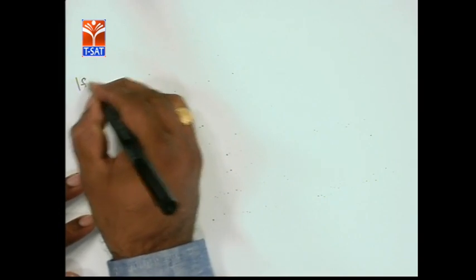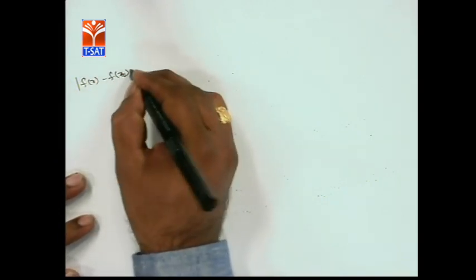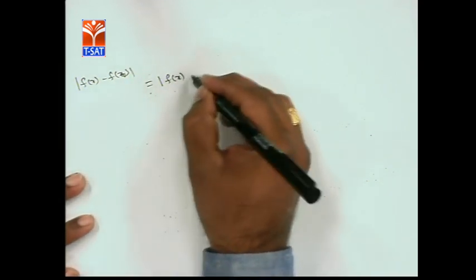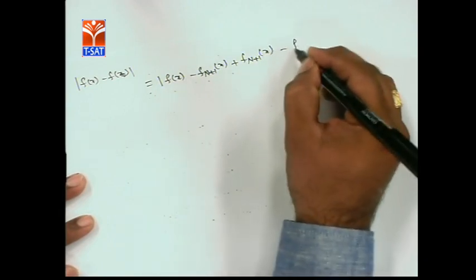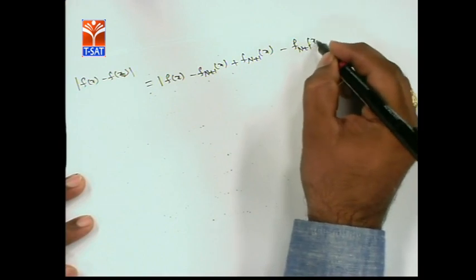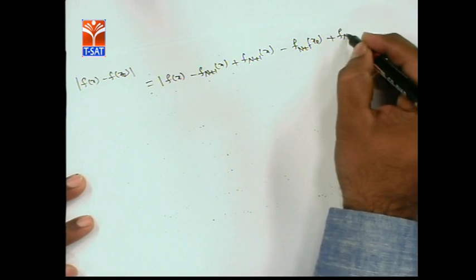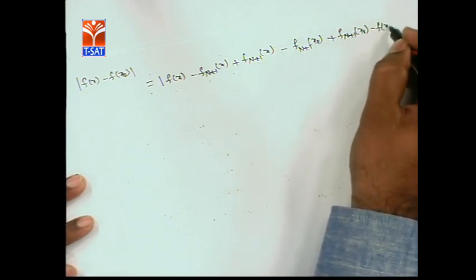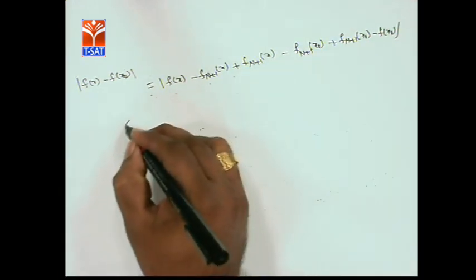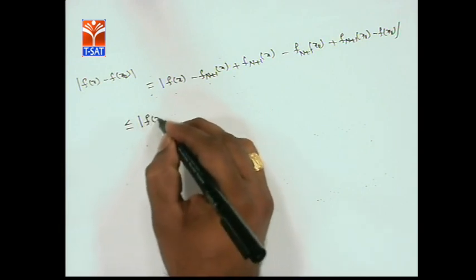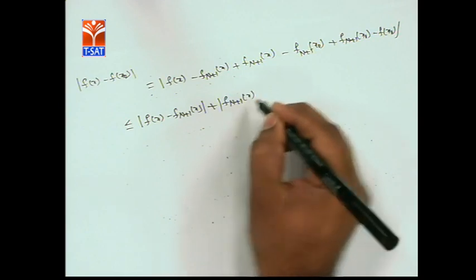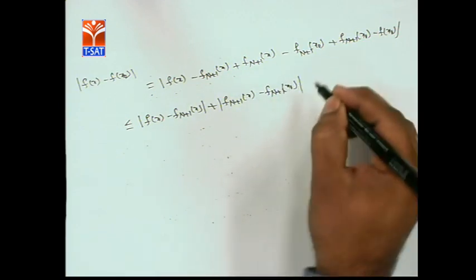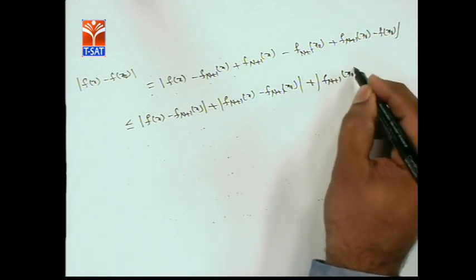We know that |f(x) − f(x₀)| can be expressed as |f(x) − f_{n+1}(x) + f_{n+1}(x) − f_{n+1}(x₀) + f_{n+1}(x₀) − f(x₀)|, which is less than or equal to |f(x) − f_{n+1}(x)| + |f_{n+1}(x) − f_{n+1}(x₀)| + |f_{n+1}(x₀) − f(x₀)|.